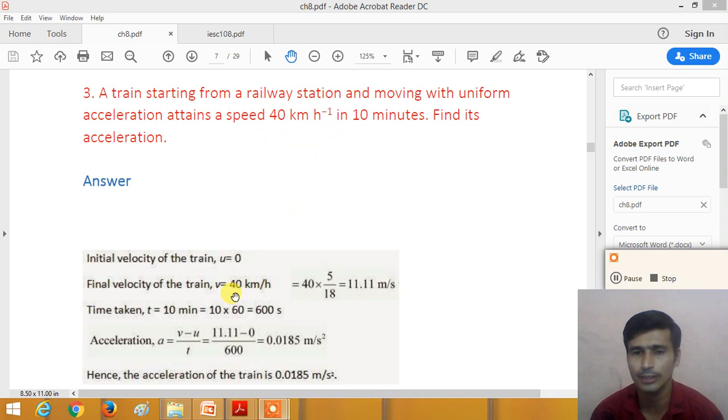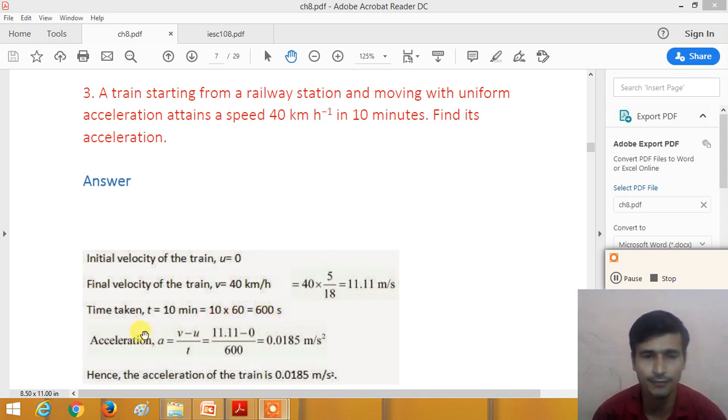So we convert this 40 kilometer per hour into the meter per second. 40 multiplied by 5 by 18 is equal to 11.11 meter per second. If you multiply 40 by 5, we get 200, and if you divide 200 by 18, we get 11.11 meter per second. In 10 minute, so time given to you, t is equal to 10 minute. So we need to convert this 10 minute into the second. 1 minute is equal to 60 second. So 10 minute is equal to 10 multiplied by 60, that is 600 second.